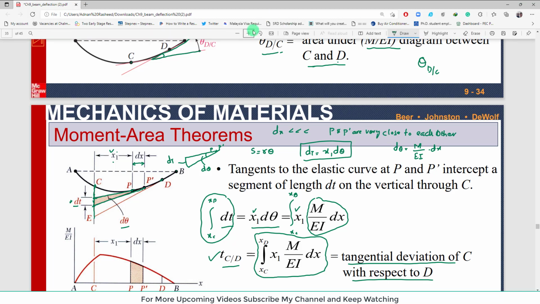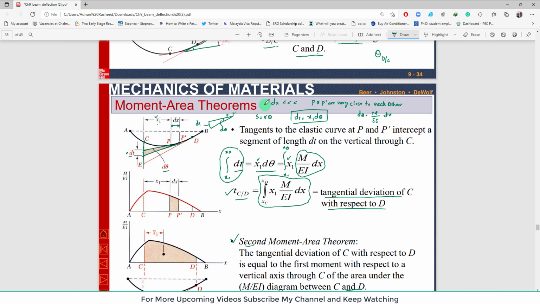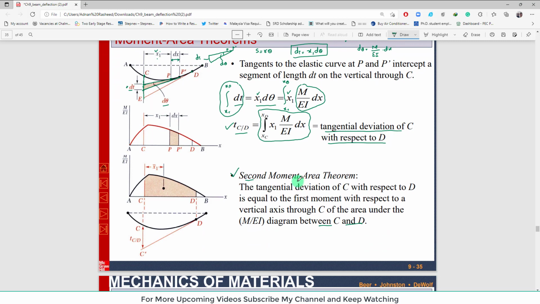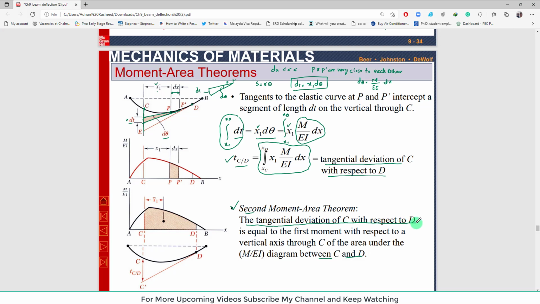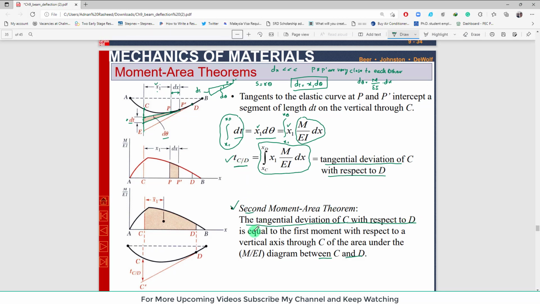Now this is the second moment area theorem. Now we will go back to the definition, and now you will be able to understand the meaning of the second moment area theorem. The tangential deviation of c with respect to d, which is equal to tcd, is equal to the first moment, with respect to a vertical axis through c, of the area under the m over ei diagram between c and d. So you can see this is point C, and this is the m over ei diagram that is represented over here.